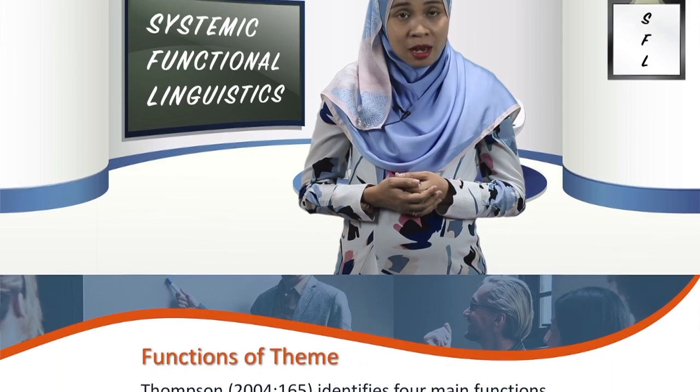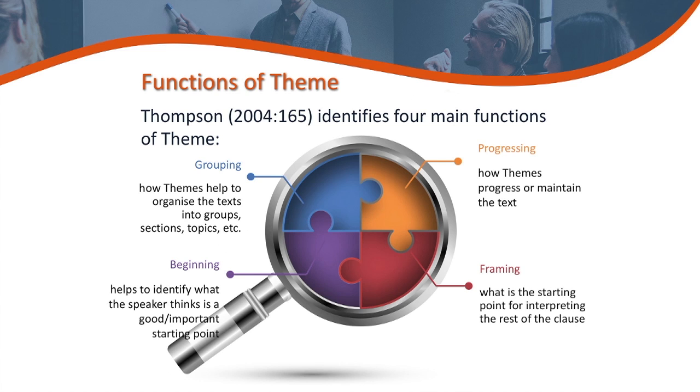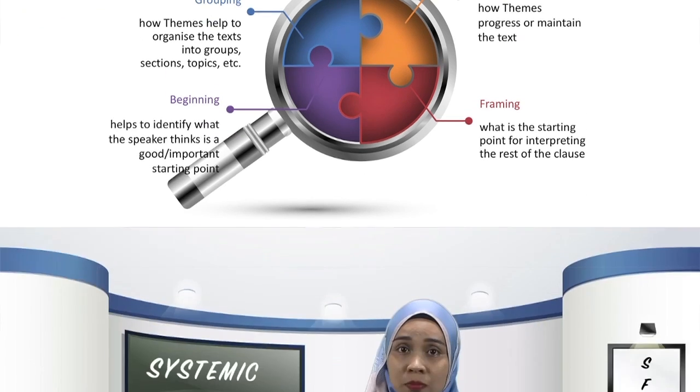These include progressing, which looks at how themes progress or maintain the text. Framing, which analyzes the starting point for interpreting the rest of the clause. Grouping, which determines in what ways themes help to organize the text into groups, sections, and topics. And finally, beginning, which identifies what the speaker thinks is a good or important starting point.